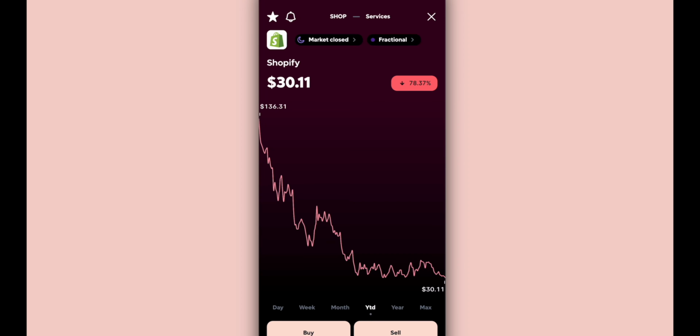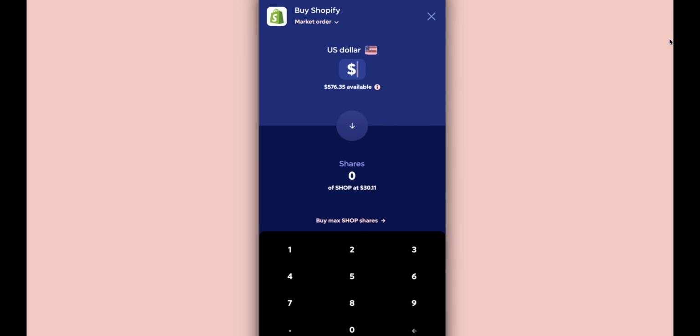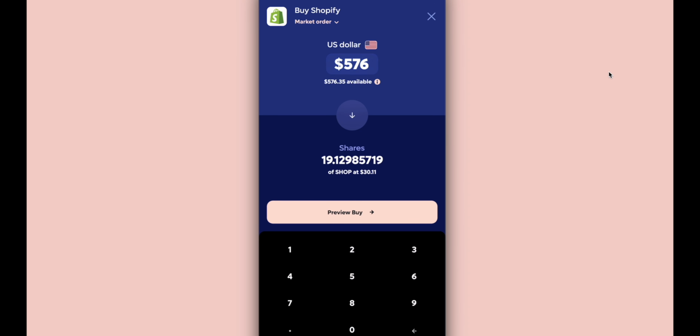But when the market is closed, we can still place our order, and when the market does open, that order is then fulfilled. So hitting the buy button, we can put in the amount in dollars that we want to purchase. In my case, I'm going to put in the full amount, that's $576.35. We can see that the total number of shares to the nearest decimal is 19.1, and the price per share in my case is $30.11.